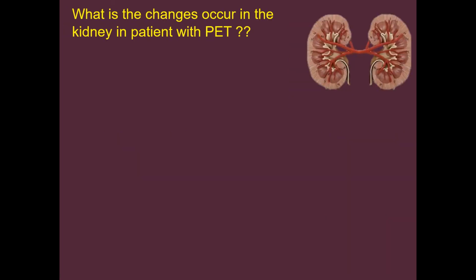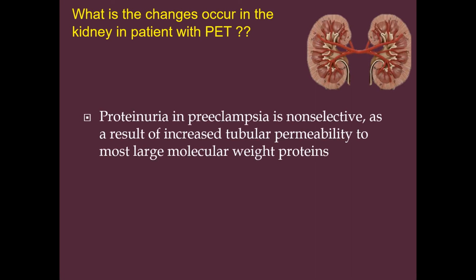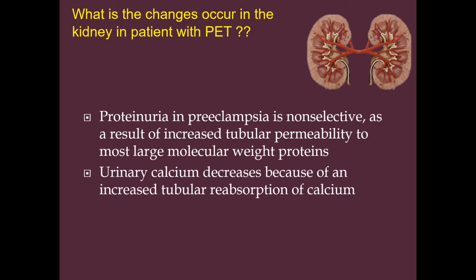So what are the changes occurring in the kidney in patients with preeclampsia? Proteinuria in preeclampsia is non-selective as a result of increased tubular permeability to most large molecular weight proteins. Urinary calcium decreases because of an increased tubular reabsorption of calcium. Oliguria may occur in severe preeclampsia, and it is the consequence of intrarenal vasospasm with approximately 25% reduction in glomerular filtration rate.